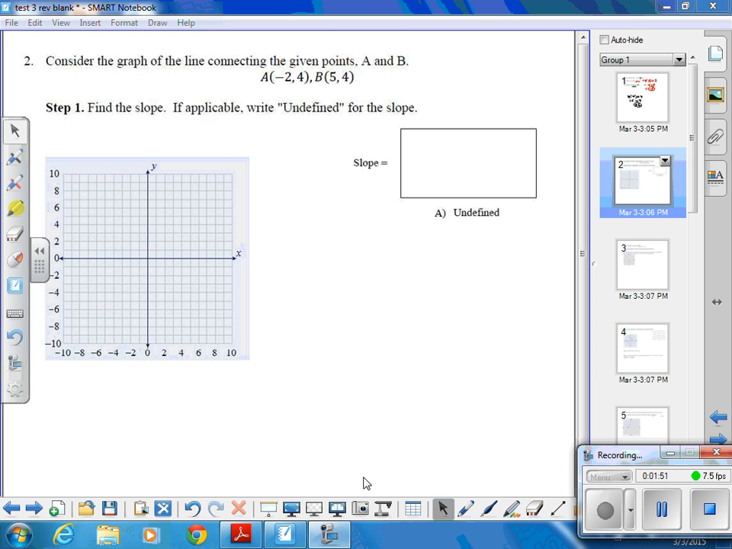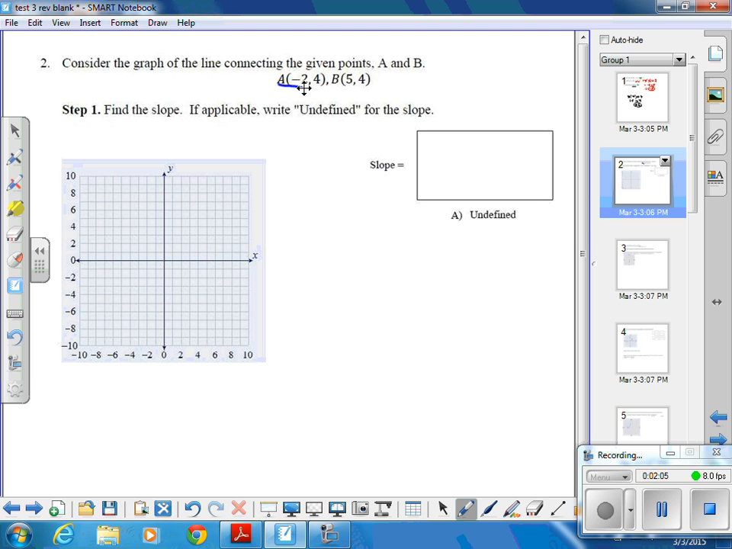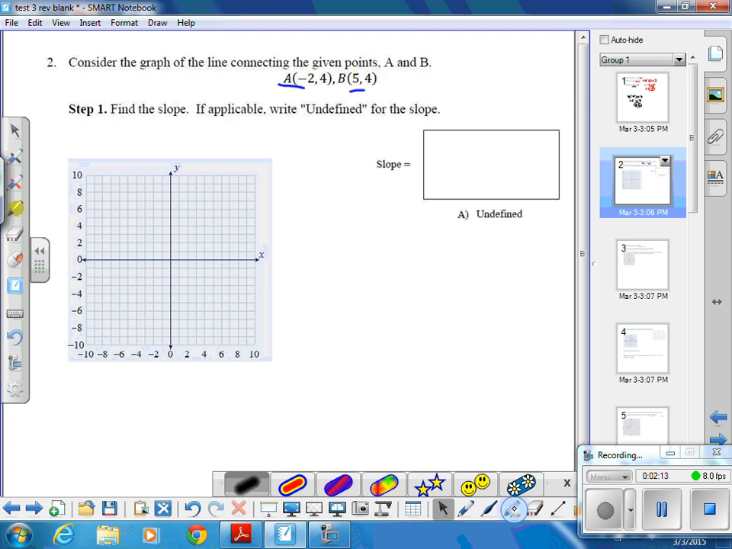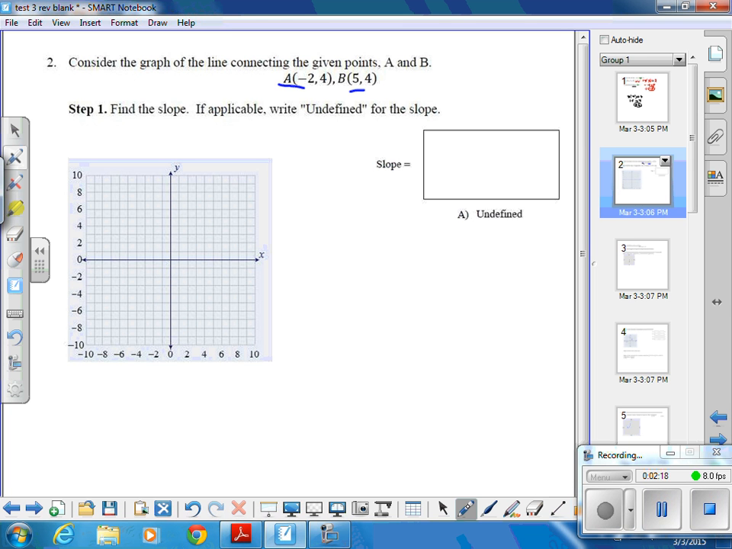Okay, for this next problem, what you want to do is graph these 2 points and find the slope. Really, you can do it in either order. You can find the slope first, and then graph, or you can go ahead and graph and then find the slope. So let's go ahead and graph -2, 4, and 5, 4, okay? I want to put these points on the line. So -2, 4 is going to be about there, okay? And then 5, 4 is going to be 1, 2, 3, and then up here.